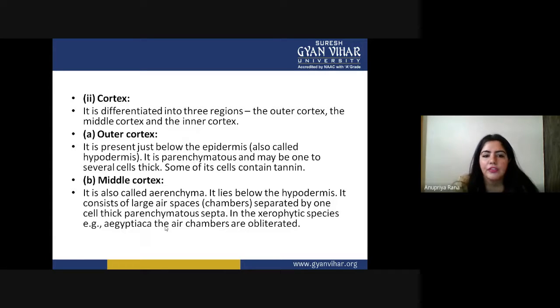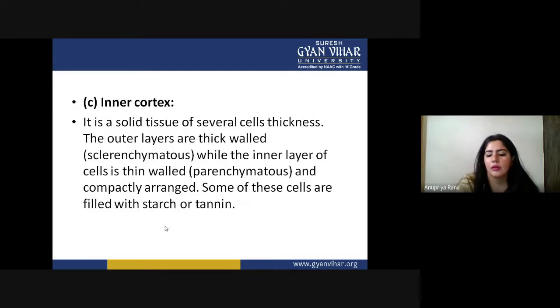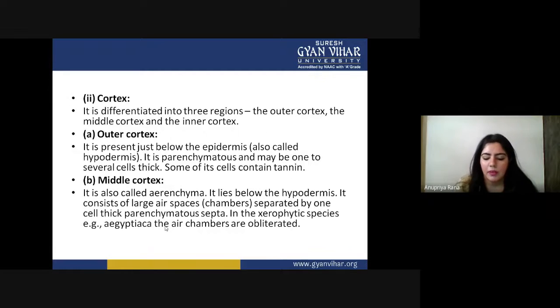Cortex is differentiated into three regions. So you can say they have a massive kind of cortex which is distributed into three zones: the outer cortex, middle cortex, and inner cortex. We are going to see one by one how the outer, middle, and inner cortex look.